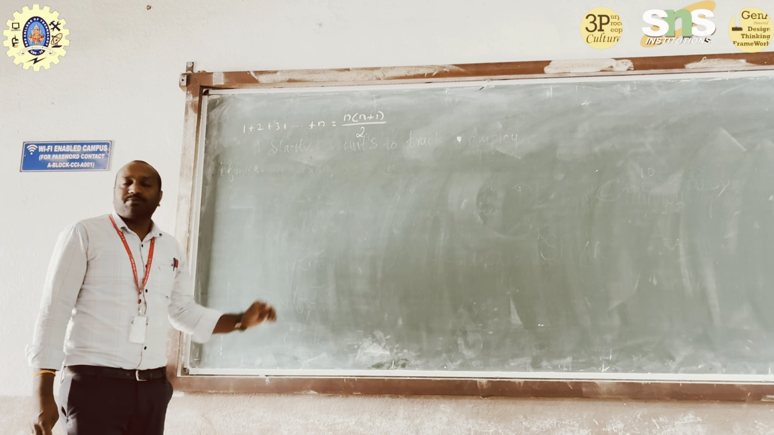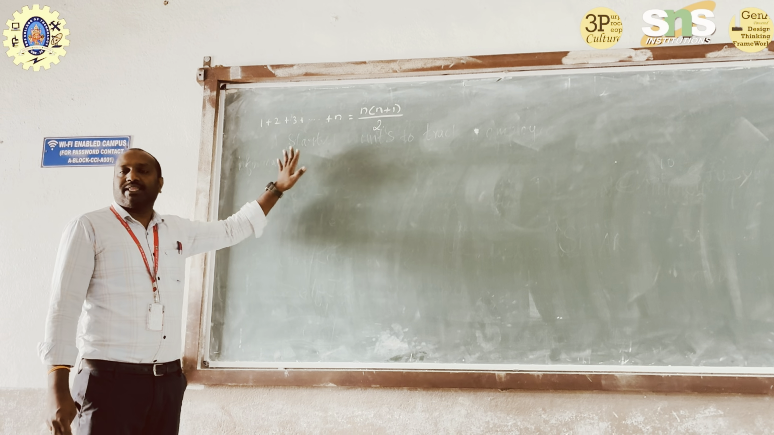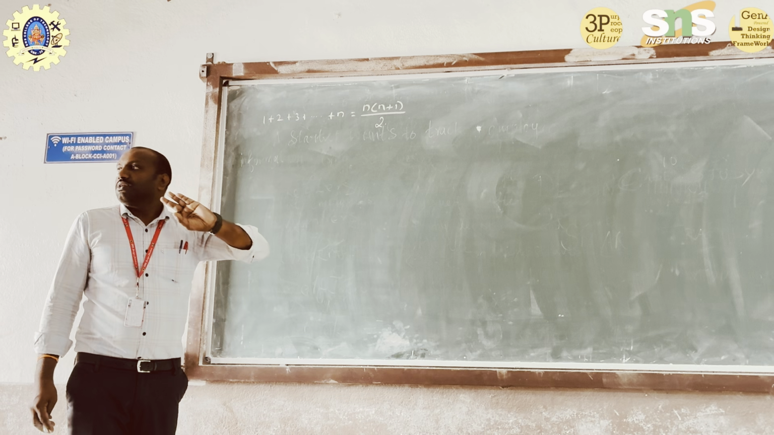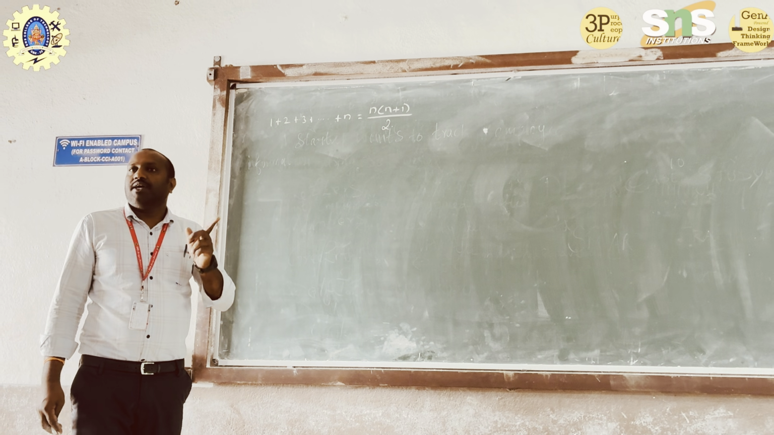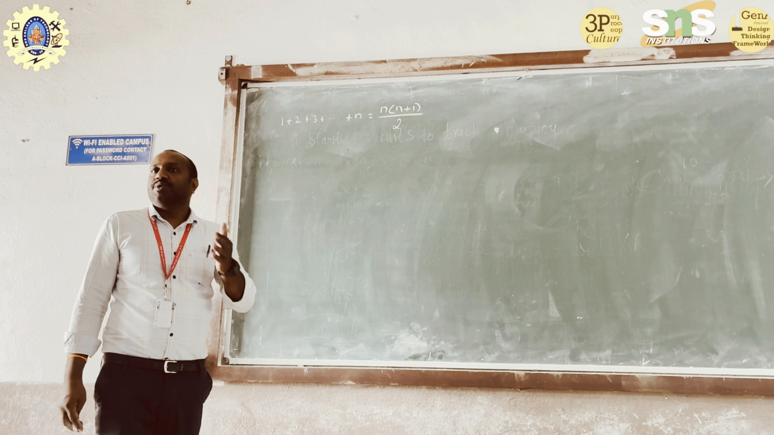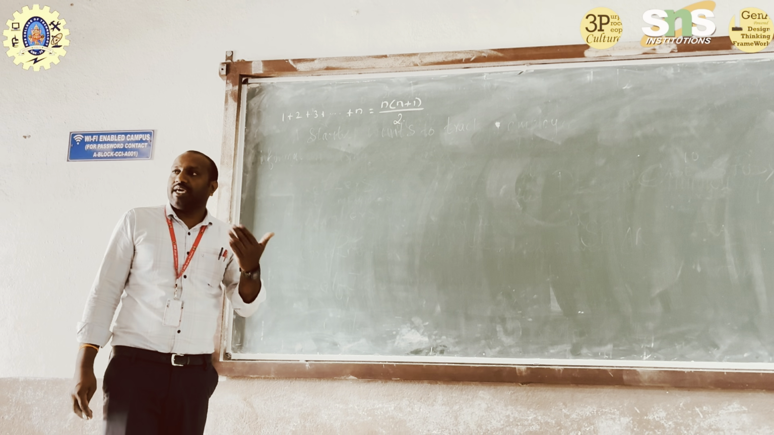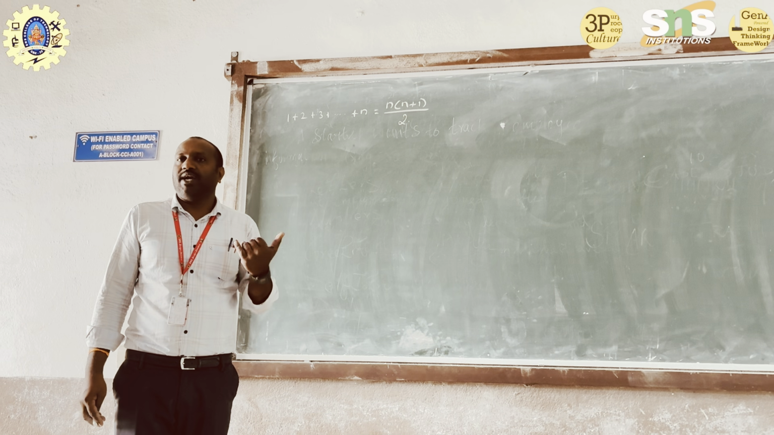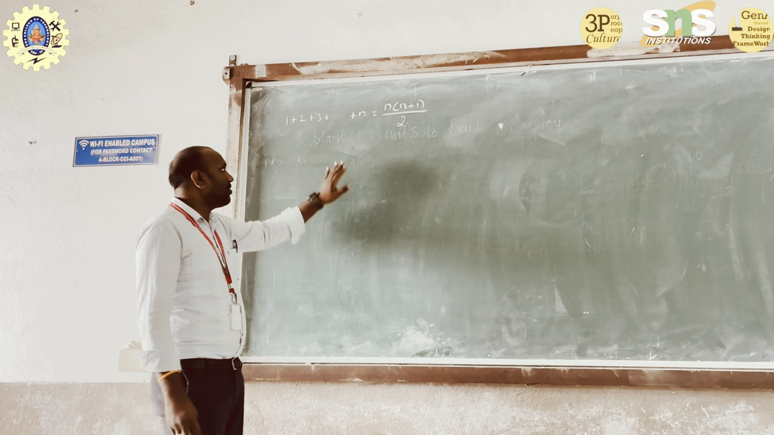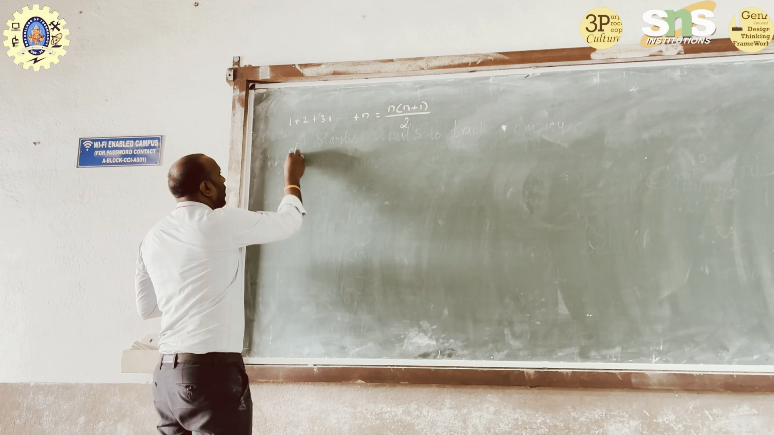So as per the mathematical induction method, we have three steps. Step 1 is we have to prove that P of 1 is true. Then we assume that P of k is true. Then we have to prove that P of k plus 1 is true. So let's start step 1.